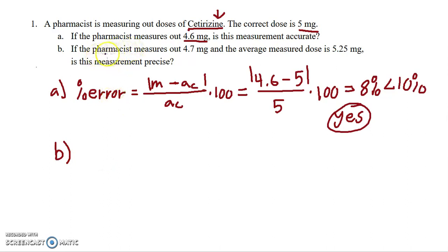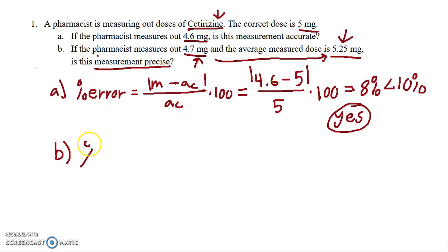The second one, the pharmacist measures out 4.7 milligrams, and it says the average measured dose is 5.25. So she's measuring a bunch of doses. On average, she's hitting 5.25. And it's asking, is this measurement precise? It's not asking, is it accurate? It's not asking, is 4.7 an accurate measure? It is, because it's even closer than the 4.6 in Part A. It's asking, compared to the average measurement, the 5.25, is that precise? Is that measurement fairly close to where all of the other measurements were?